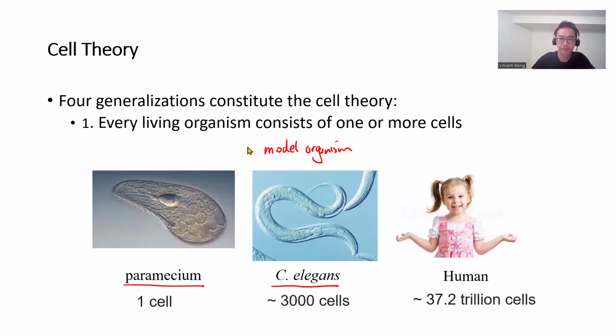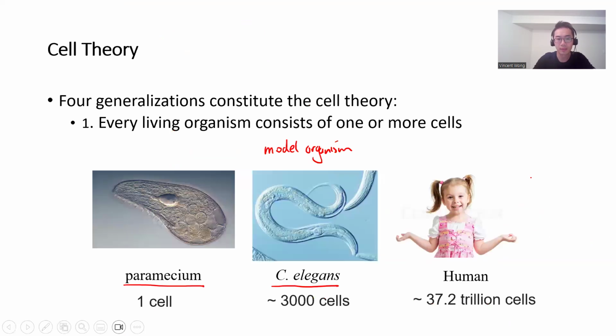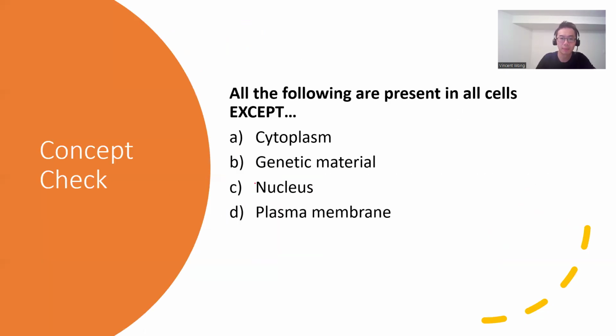Let's see. Okay. There's the cell membrane, there's the cytoplasm, and then there's the genetic material, right? So those are the things that are always there for all cells. Nucleus is not. You might not know what a nucleus is, but that's okay. I'm going to show you. But you should still be able to do the question because you recognize cytoplasm, genetic material, and plasma membrane, right? So process of elimination. Nucleus is not present in all cells.